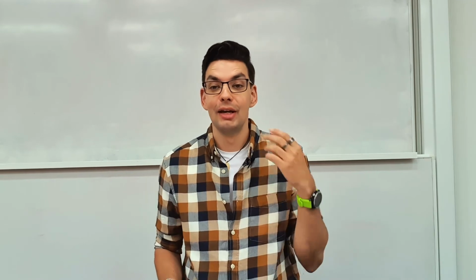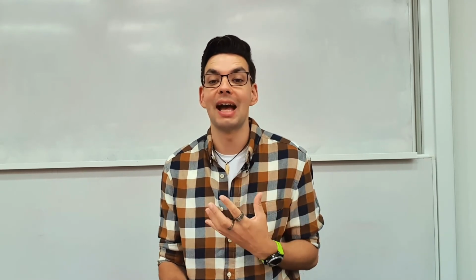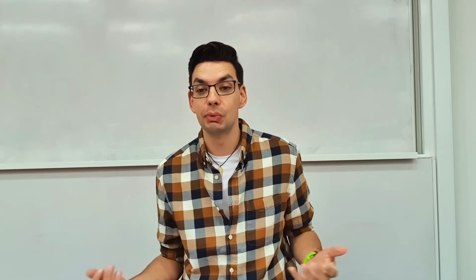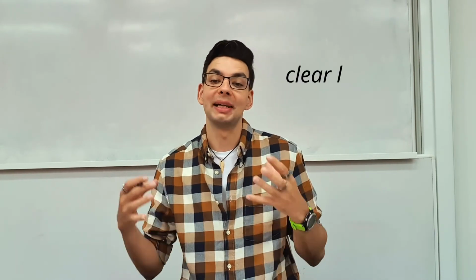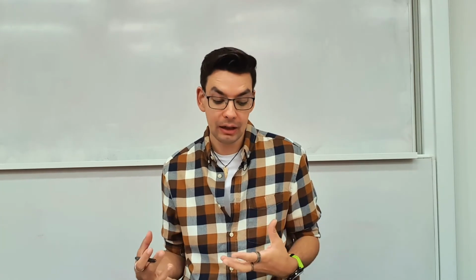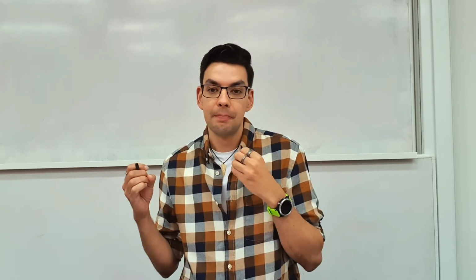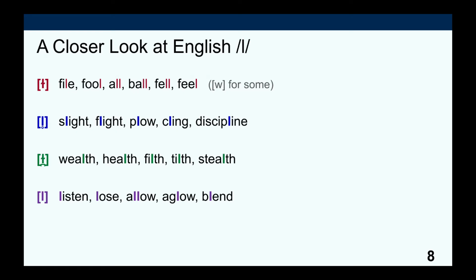So these are the main three variants of L that we encounter in the wild, plus of course the elsewhere form, the normal or sometimes also called clear L that we find everywhere else, in words such as listen, lose, allow, aglow, and blend.